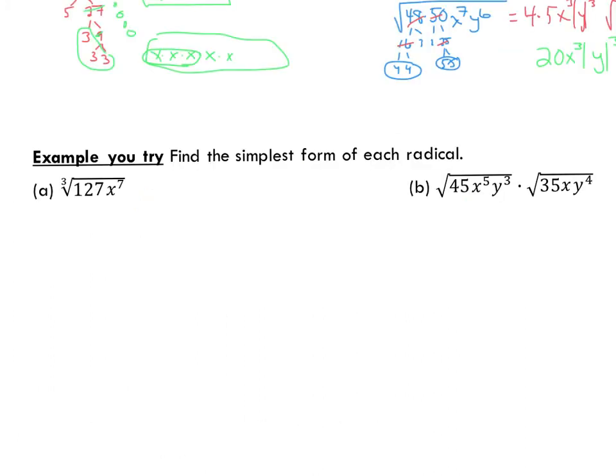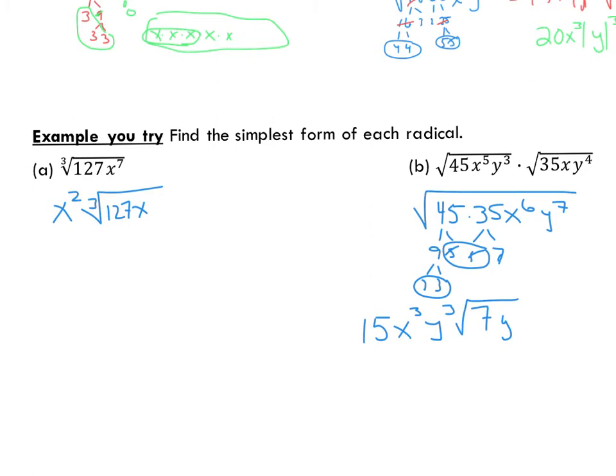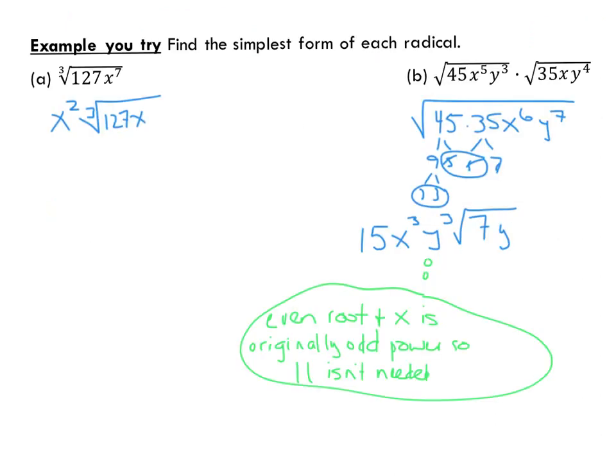I want you to take a minute or two and try the example you chose. Okay, so hopefully you found for A, x squared cubed root of 127x, and for B, 15x cubed, y cubed, square root 7y. Now, you may be asking yourself, well, why didn't we put absolute value signs around x? Because in our original, x to the 5th is an odd, and x to the 1st is an odd, right? I'm not going to be able to take a negative square root. So we already know that absolute value signs is not necessary in that case.